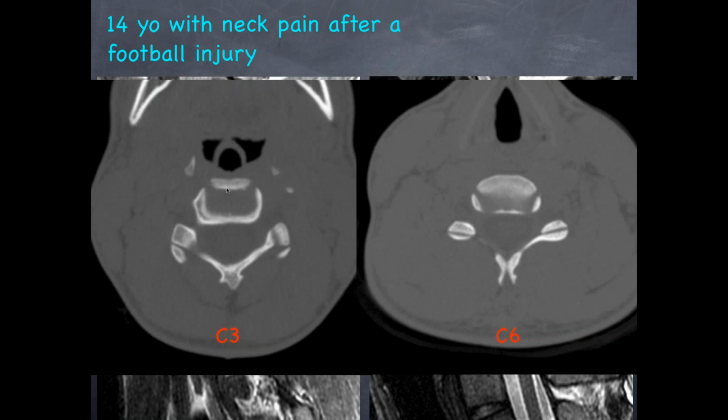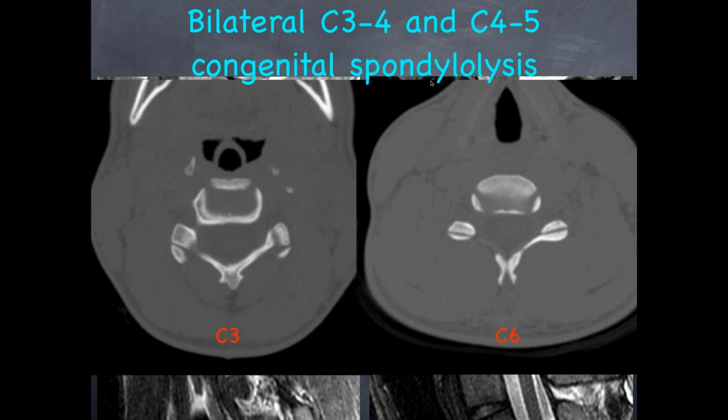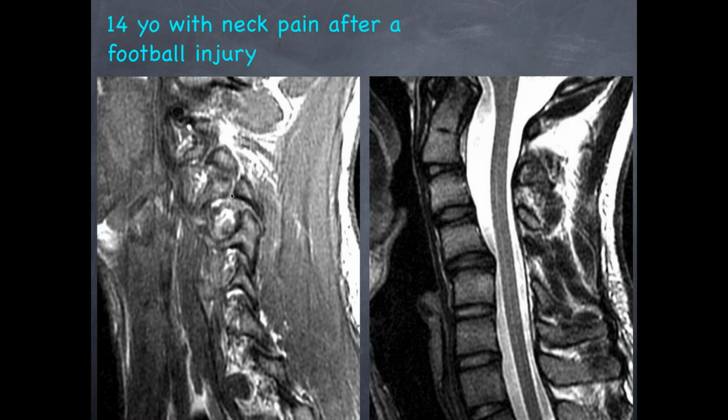Here's the axial, that's C3. Okay, it looks like we have C6. C3 and C6. Actually, see, so this is the normal. So the normal, you basically have the facet joints here. What we're actually seeing here is a fracture at this level. It's really on both sides, bilateral congenital spondylolysis. If we go back here, here's the spondylolytic defect right here. And that allows a subluxation, so you get this kind of appearance.